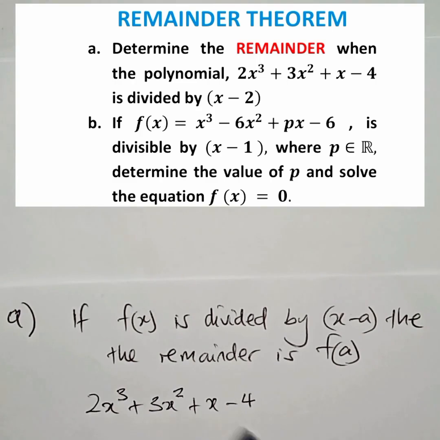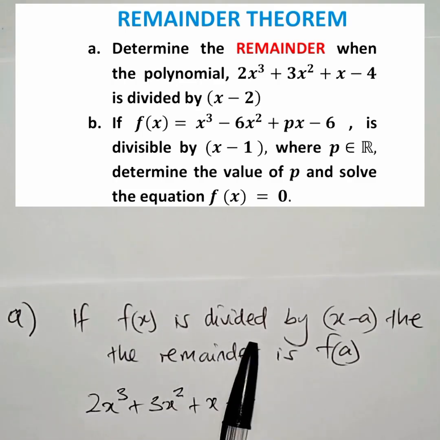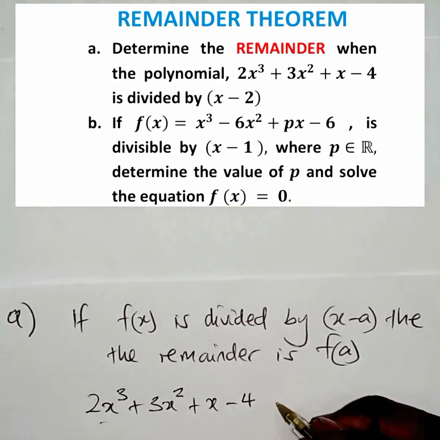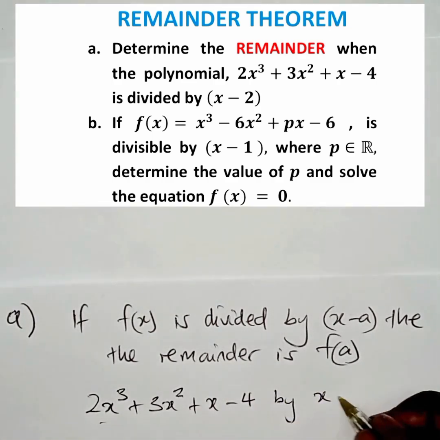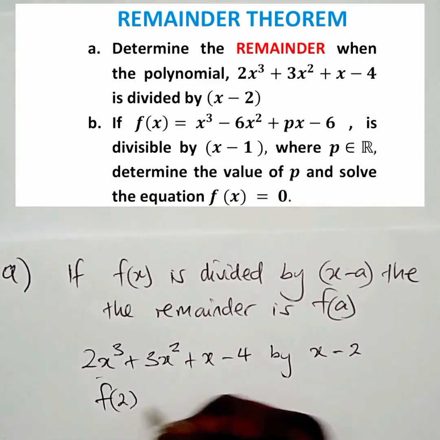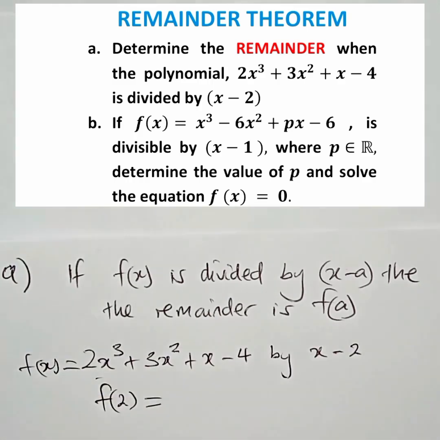Okay, so now with me here is the remainder theorem. It states that if f(x) is divided by x minus a, the remainder is f(a). All right, so our polynomial here is divided by x minus 2. So to find the remainder, we are just going to say f(2) is equal to, so by the way, this was f(x). Now we put 2 wherever there's x to find the remainder when this polynomial is divided by x minus 2.